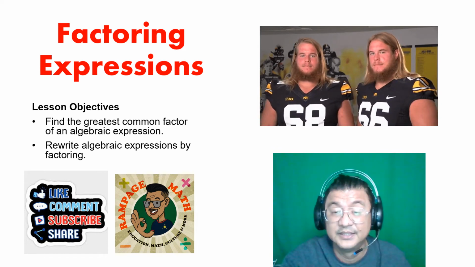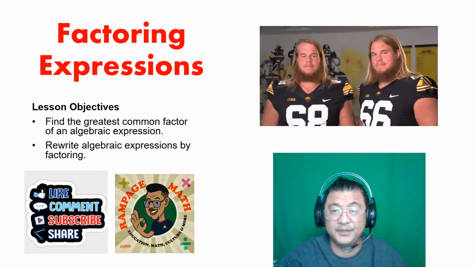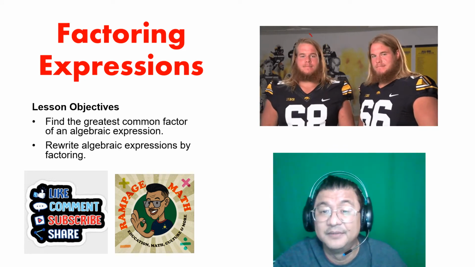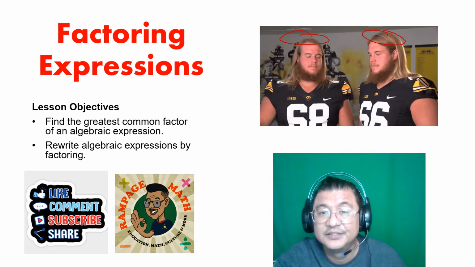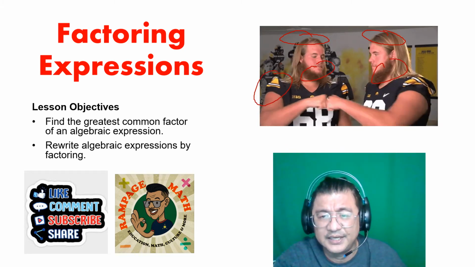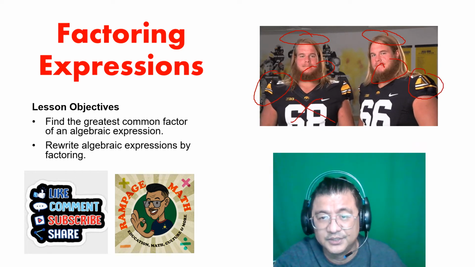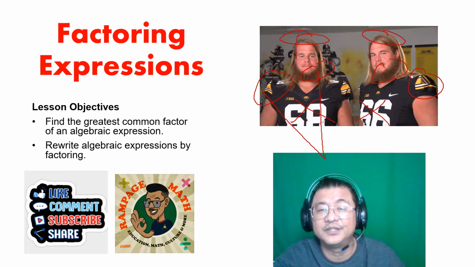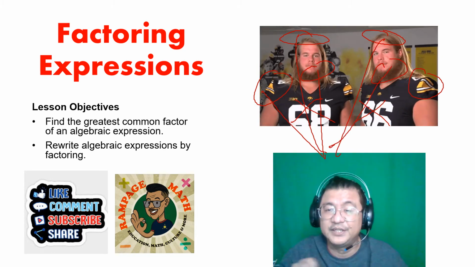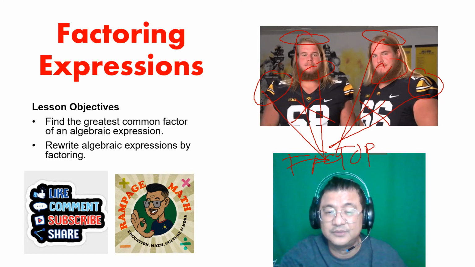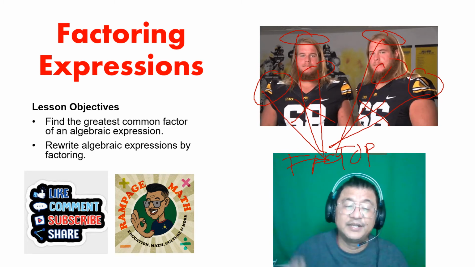But before that, check out the two football players above me. What's common with them? What is the same? Yes, the hair, the beard, probably they're twins, right? The uniform, the styles are the same, not the numbers though. Okay, guess what? We get whatever is common with them. We pull it out, we factor it out. Oh, that's what you mean by factoring. You pull it out, yes.